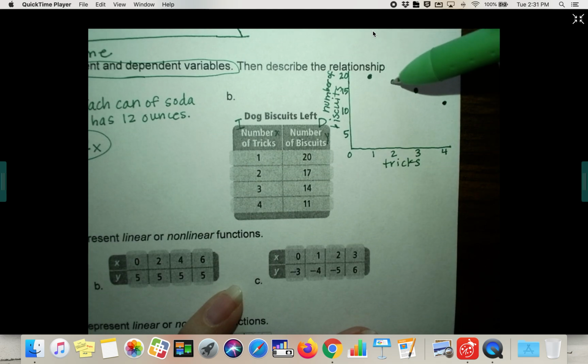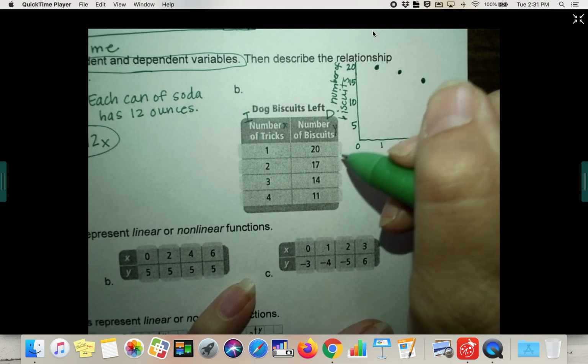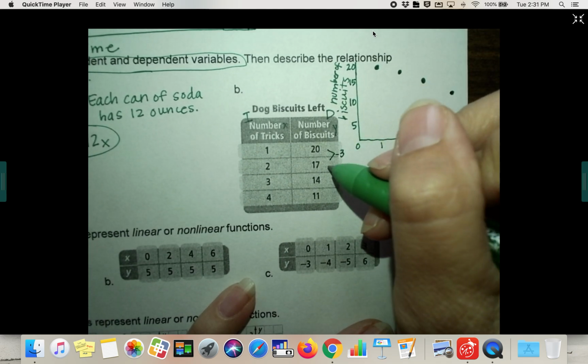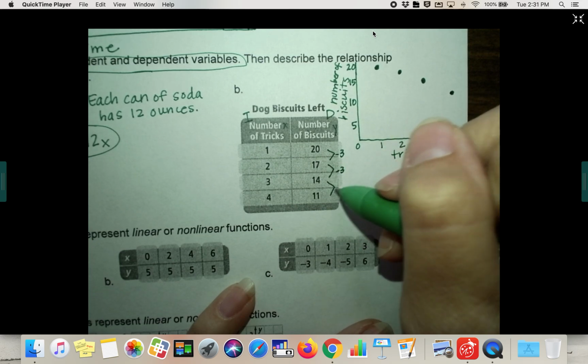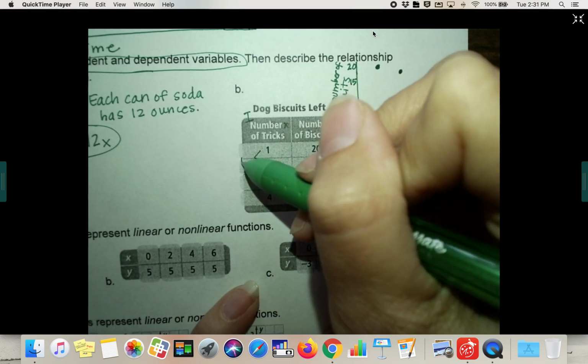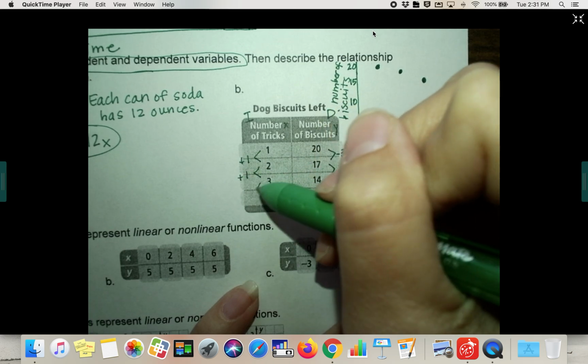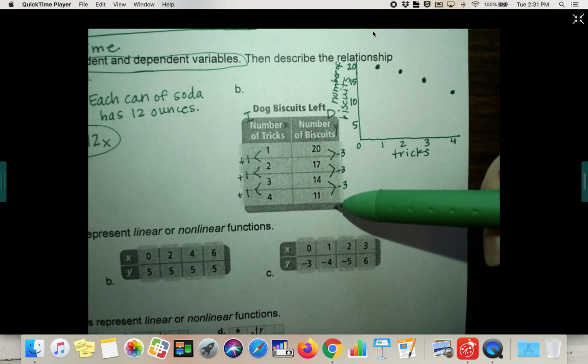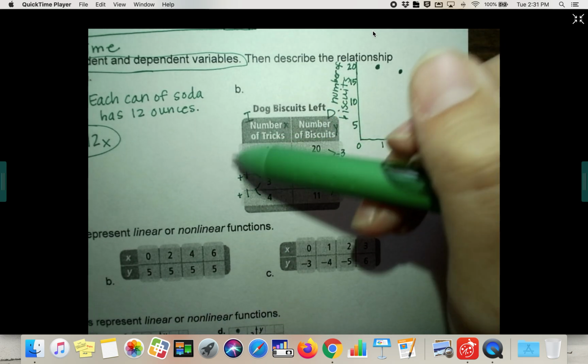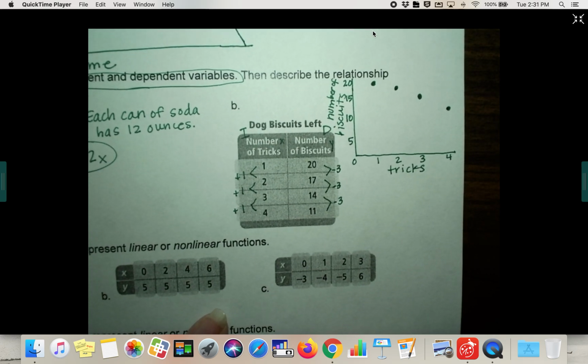So you can actually see it is linear. If you're not sure, go ahead and check. This is subtracting 3, this is subtracting 3, this is subtracting 3, this is increasing 1, increasing 1, increasing 1. So again, this is constant because it's doing the same thing each time.